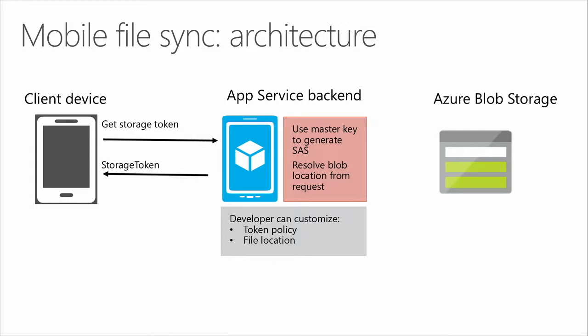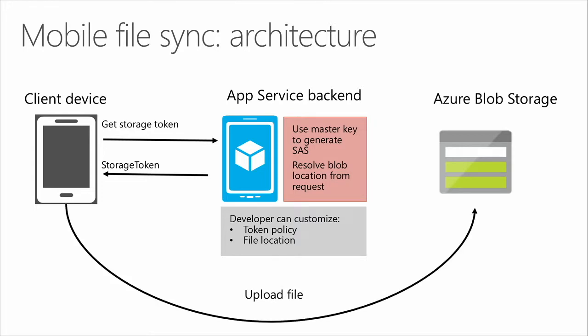Now the backend will send back a storage access key to the client device. And the client device can now go directly to blob storage. It doesn't have to go to the app service backend anymore because now it has the key and it can do this on its own.